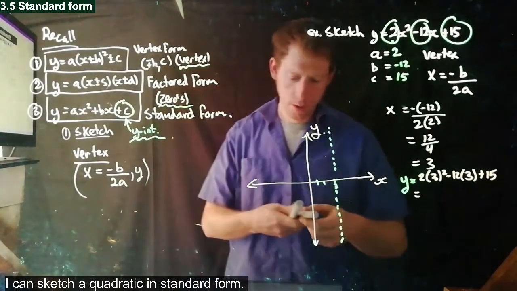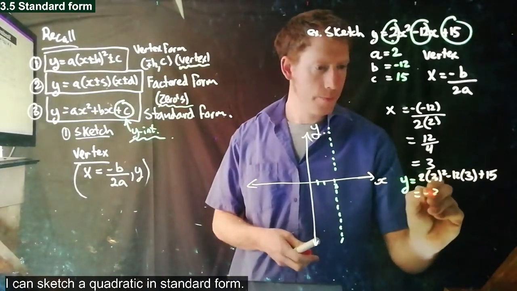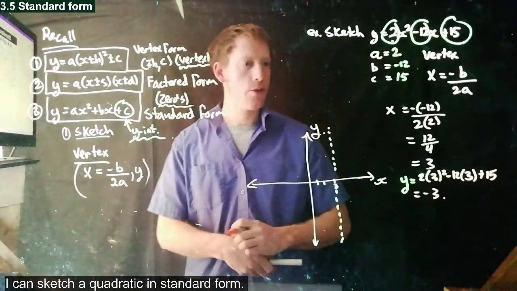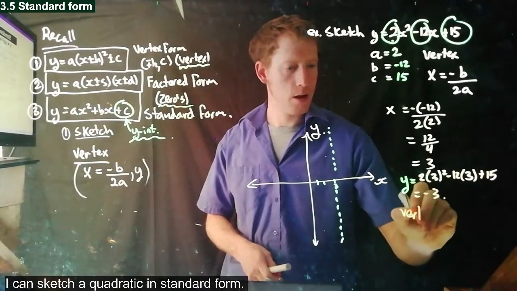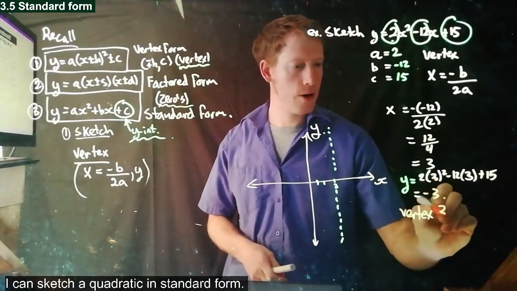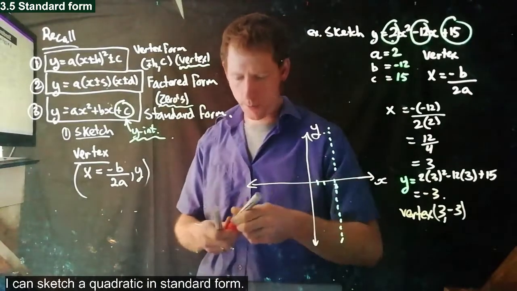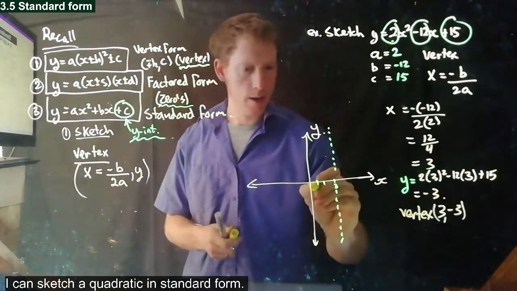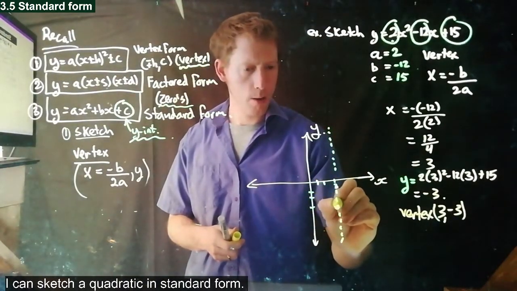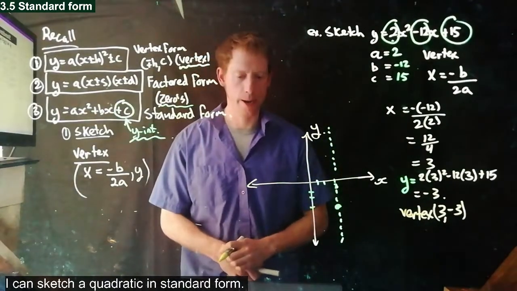-3. We get -3. So therefore, the vertex location is at 3, -3. Plot that on our graph here. We have 3, then we go -3. That's the vertex. That's a point.